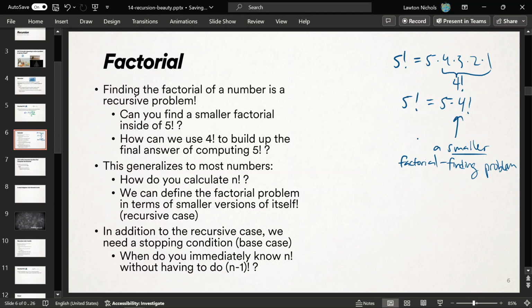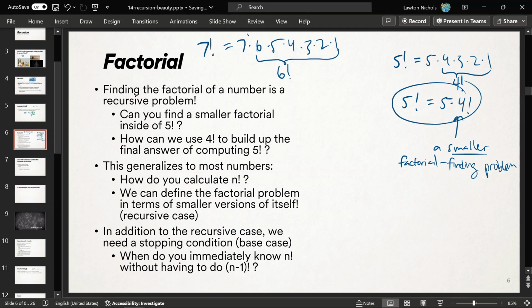Cool. And it generalizes. Everybody looks like that. Like 7 factorial, what's that? 7 times 6 times 5 times 4 times 3 times 2 times 1. But really, it's 7 times 6 factorial. 5 factorial is equal to 5 times 4 factorial. 7 factorial is equal to 7 times 6 factorial. Do you see that generalization? That works for most numbers.